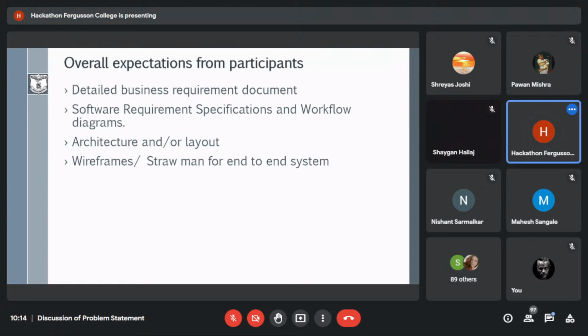Anything else? Check whether you got the mail. If not, please revert to us on the group or something like that. Even on the group, I will send you the PDF file so that you can have it with you.